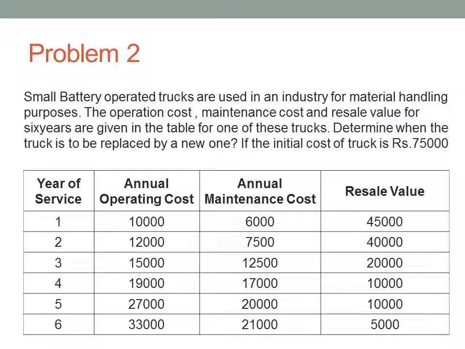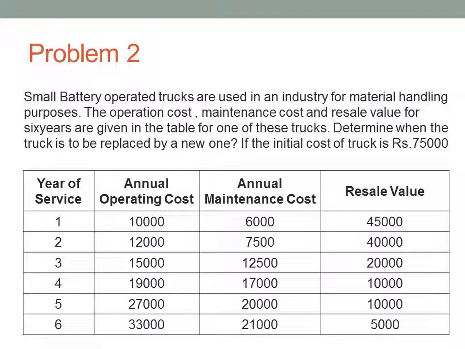We'll see one more problem for this particular model. Small battery operated trucks are used in an industry for material handling purposes. The operation cost, maintenance cost and resale value for 6 years are given in the table for one of these trucks. Determine when the truck is to be replaced by a new one, if the initial cost of the truck is 75,000 rupees. They have given the annual operating cost, annual maintenance cost and the resale value.